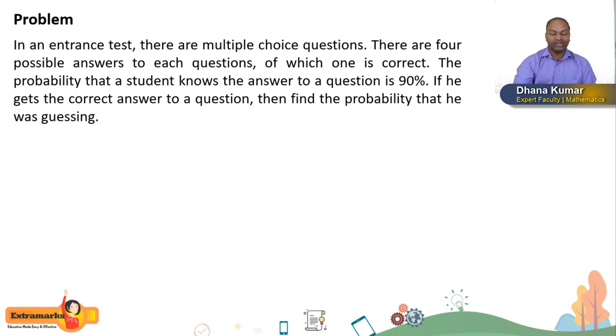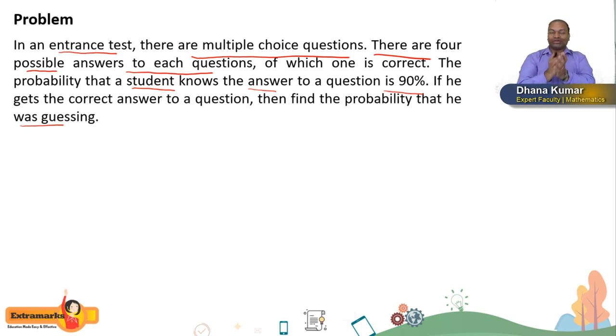You observe this one, one important model. In an entrance test, there are multiple choice questions, MCQ type questions. There are four possible answers to each question, like option A, option B, option C, option D. Four options are there, of which one is correct, single answer type. The probability that a student knows the answer to a question is 90%. Good student. If he gets the answer to a question, then find the probability that he was guessing. Question understood?